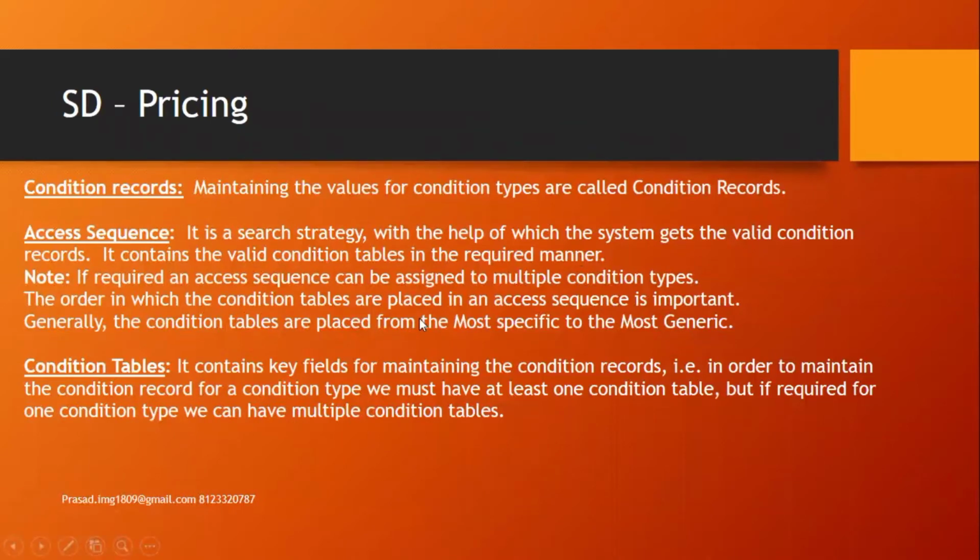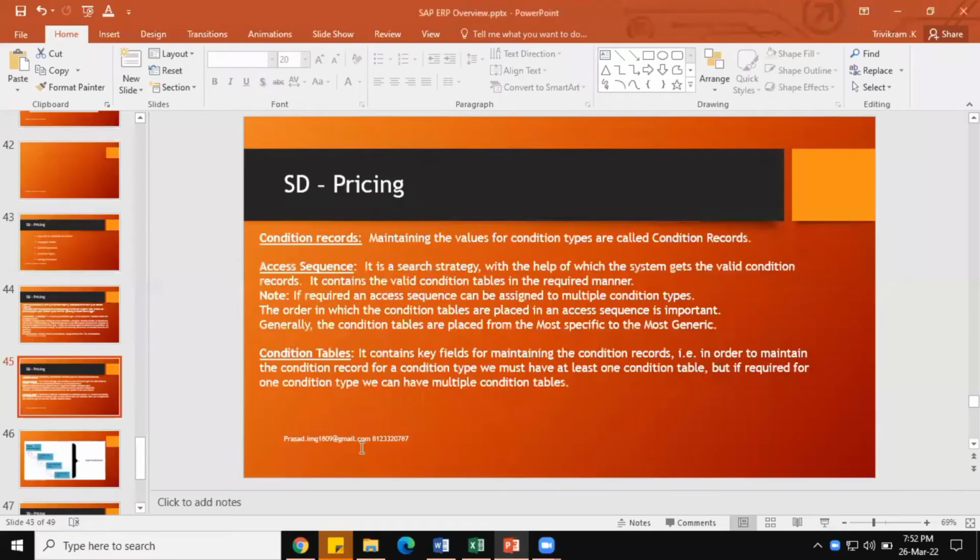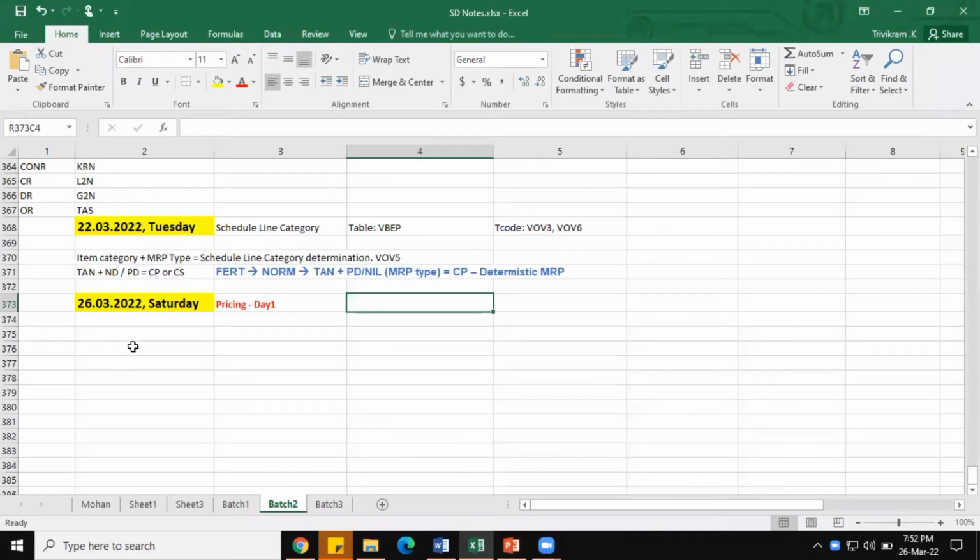So before going to condition records, we will discuss the condition tables. I explained that a condition table contains key fields for maintaining the condition records. That is, in order to maintain the condition record for a condition type, we must have at least one condition table. But if required, for one condition type we can have multiple condition tables as per the business requirement in real time. So one example I'll explain here for the condition tables concept.